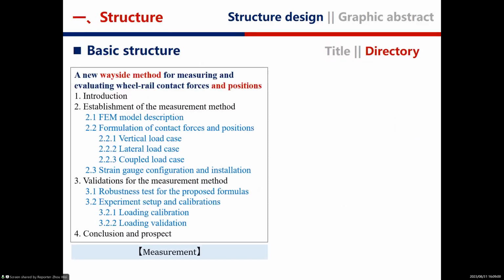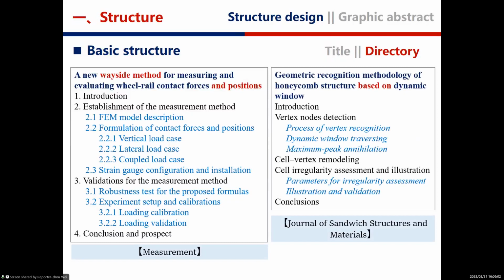This page demonstrates 2 papers in different journals. The left work is a wayside measurement method of wheel-rail contact forces and positions. This directory illustrates the theoretical model of the measurement method by finite element simulation, and the other part is validation by numerical simulation and experiments. This work is published in the JCR Q1 journal Measurement. You can refer to its directory when working on similar papers.